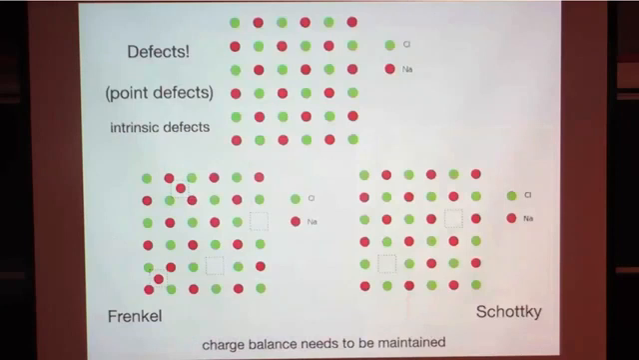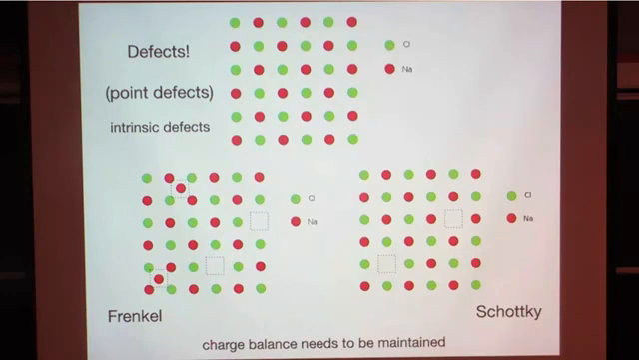So these are the kind of defects that I was referring to, point defects. So again, you have your sodium chloride lattice. And the types of defects you can have: vacancies here or interstitials. You can see that's a Frenkel pair here. So you have a vacancy of sodium and you have an interstitial of sodium.